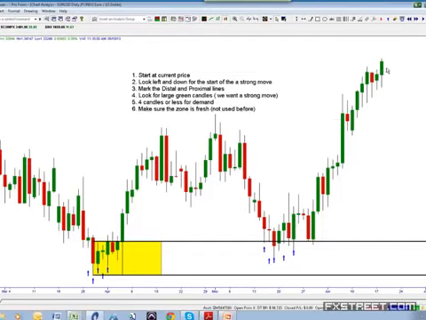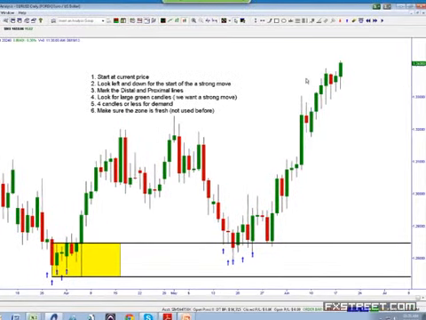So, taking this out to our live charts, sticking with the euro here on the daily chart, start at current price and be the same for supply. Look left and up, and I'm going to be looking for large red candles. So let me go ahead and do this. I'll just write out the rules here. There we go.